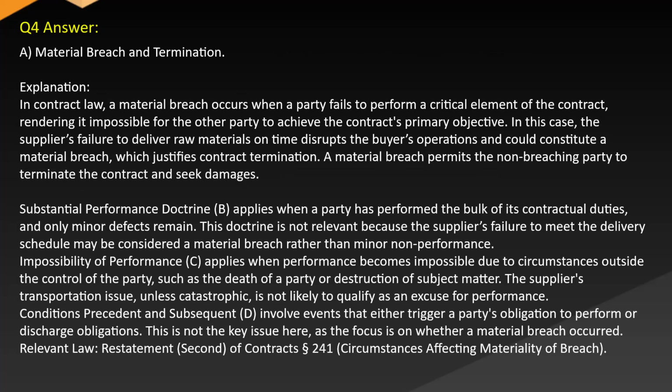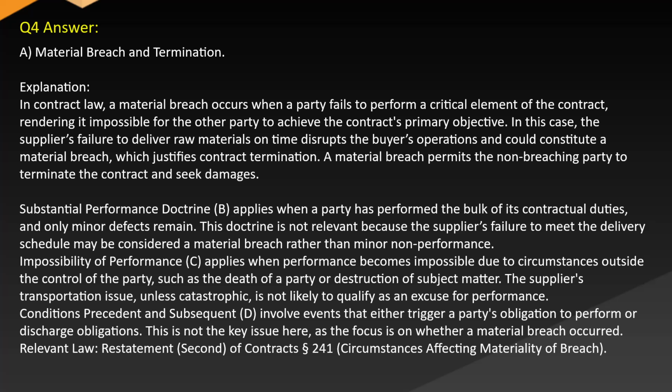Explanation: In contract law, a material breach occurs when a party fails to perform a critical element of the contract, rendering it impossible for the other party to achieve the contract's primary objective. In this case, the supplier's failure to deliver raw materials on time disrupts the buyer's operations and could constitute material breach, which justifies contract termination. Material breach allows a non-breaching party to terminate the contract and seek damages.